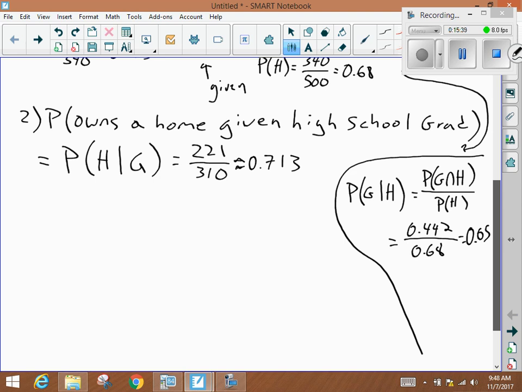If we use our formula, the probability of H given G, the probability that a person is a homeowner given that they graduated from high school, should be the same thing as the probability that they're a homeowner and graduated from high school. Sorry, the H is making me think high school. Divided by the probability that they graduated from high school.